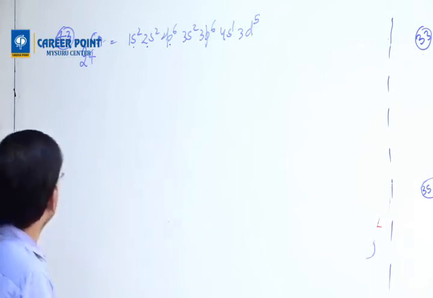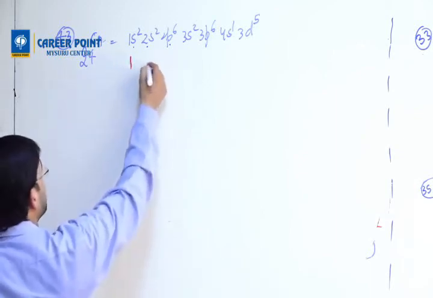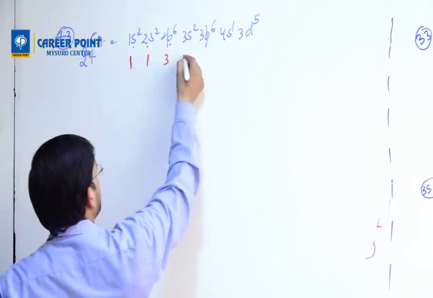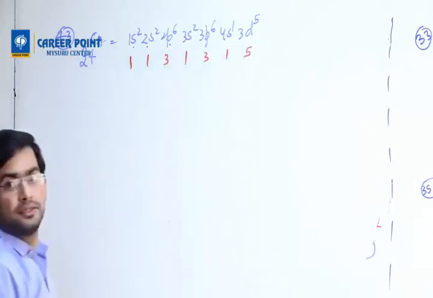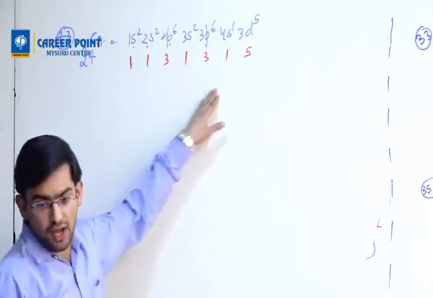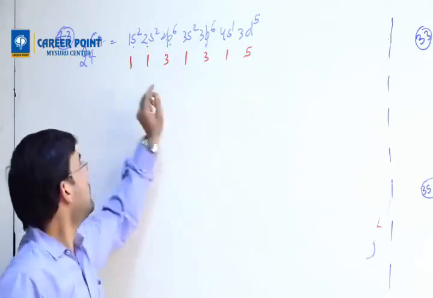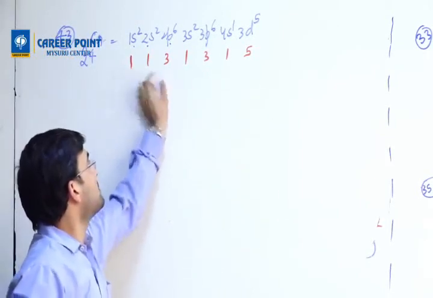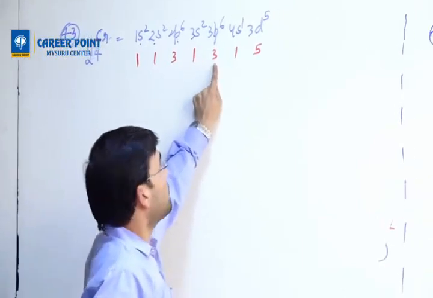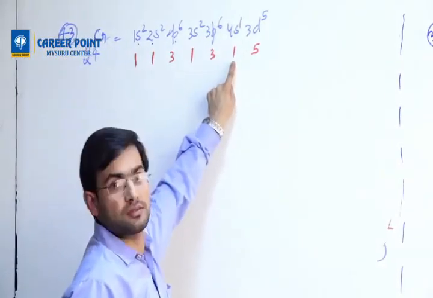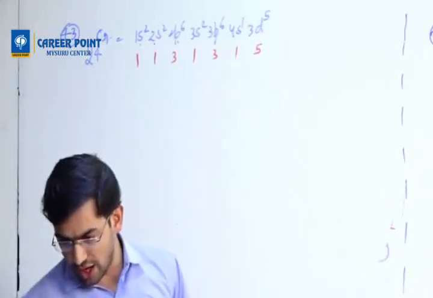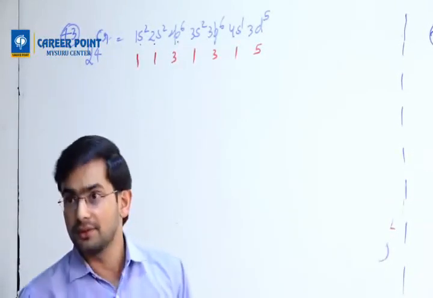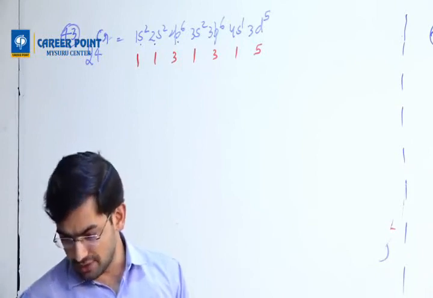Okay, so 1, 1, 3, 1, 3, 1, 5. These are the number of orbitals. You add them and you will get the answer. 1 plus 1 is 2, plus 3 is 5, plus 1 is 6, plus 3 is 9, plus 1 is 10, plus 5 is 15. The answer is 15. What are the other doubts you have?